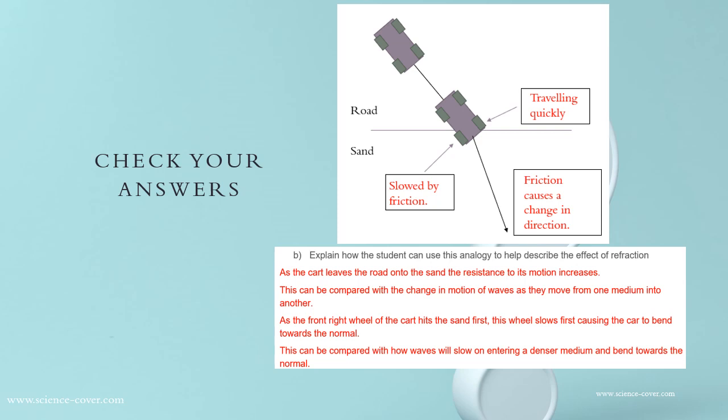Explain how the student can use this analogy to help describe the effects of refraction. As the car leaves the road onto the sand, the resistance to its motion increases. This can be compared with the change in motion of waves as they move from one medium into another. As the front right wheel of the car hits the sand first, this wheel slows, causing the car to bend towards the normal. This can be compared with how waves will slow on entering denser materials and bend towards the normal.